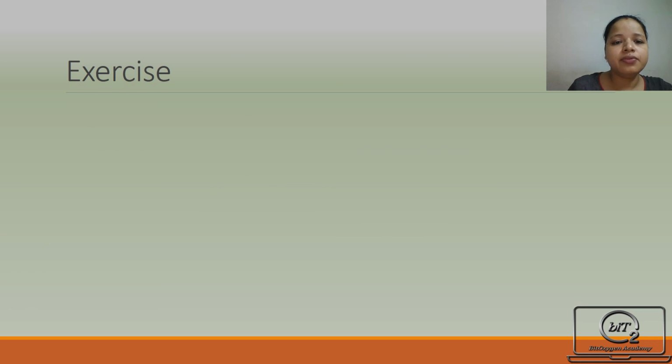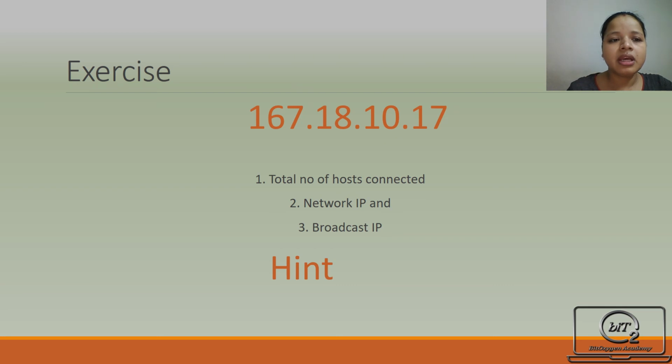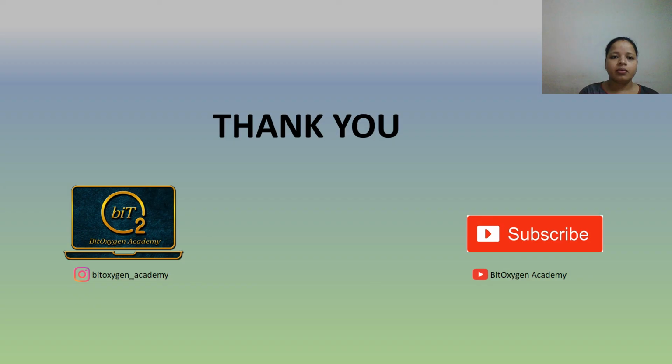An exercise for you all. Calculate first, the total number of hosts which can be connected in the given IP, second, the network IP, and third, the broadcast IP for the given IP, which is 167.18.10.17. You can do all your calculations in binary and then convert all of them into the decimal part.